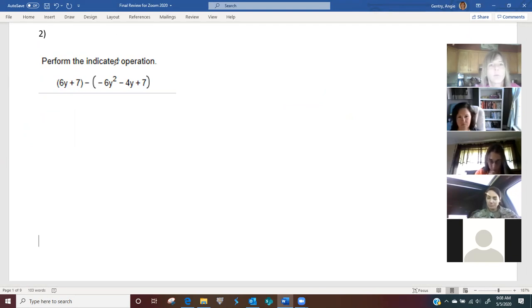Perform the indicated operation. Sometimes students multiply a binomial and trinomial. I'm like, this is not multiplied. The operation here is subtract. So if I'm subtracting a polynomial, I would always put a 1 here and distribute that -1.